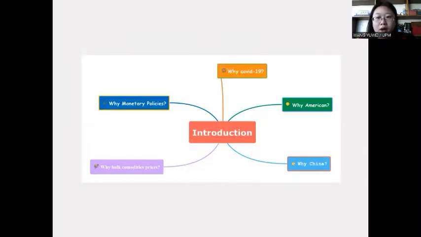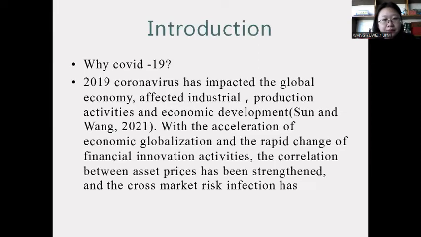The third part is why I choose this topic under the COVID-19, why I choose 2 countries, America and China, and why I want to research monetary policy and black commodities prices. Why COVID-19? COVID-19 has impacted the global economy, affecting industry, production activities, and economic development.